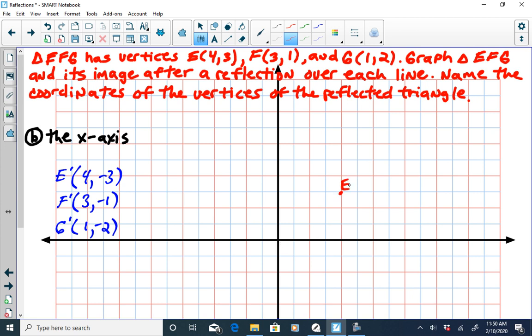That's point E. F is 3 comma 1, right? There's our F. And G is at 1 comma 2, right? There's our G. All right, I'll try to be neat. All right, that looks pretty good.